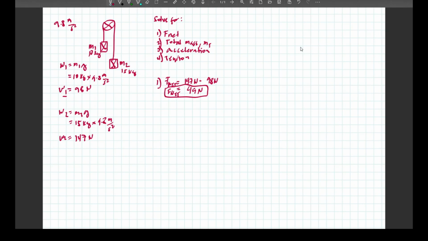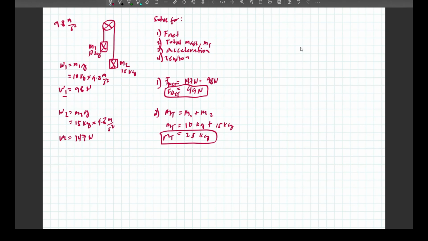Okay, now for number 2, for the total mass, we just simply add the two masses together. So number 2, MT is equal to M1 plus M2. So our M1 is 10 kilograms, our M2 is 15 kilograms, and that will give us 25 kilograms. So this is our total mass, which will be used for determining the acceleration later.